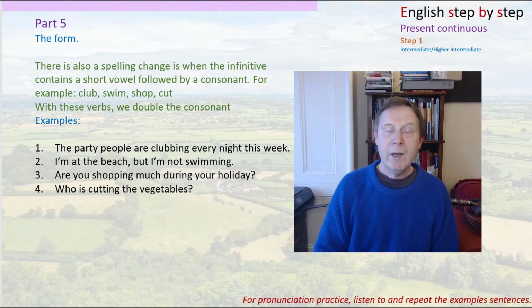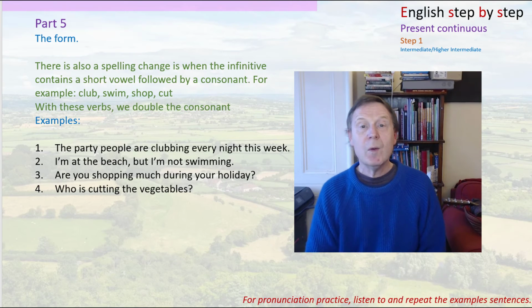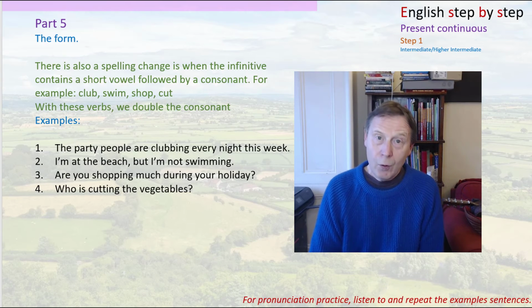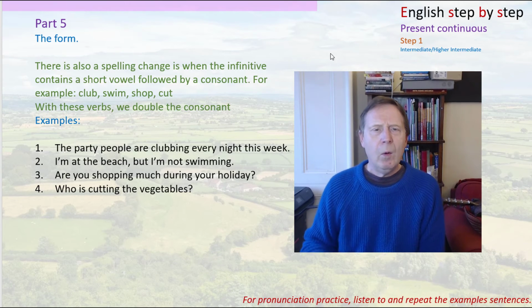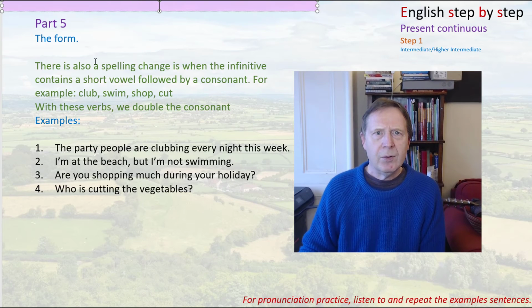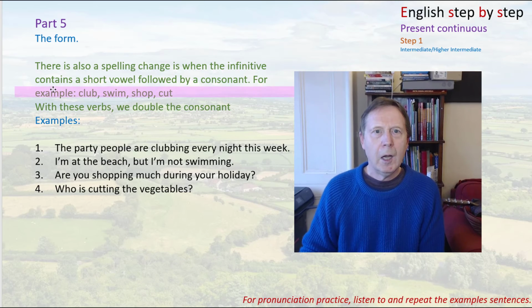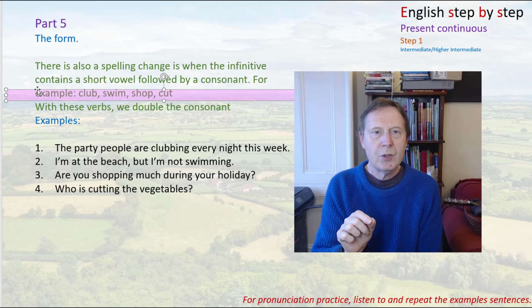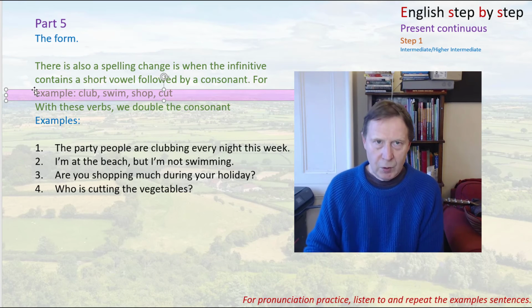So let's look at another spelling change. There is also a spelling change when the infinitive contains a short vowel followed by a consonant. Well, what does that mean? Let's look at some examples. In the word club, for example, the sound is a vowel, and this is a short vowel. Club changes to clubbing. Now, when it changes to clubbing, there is a double B because of this rule.